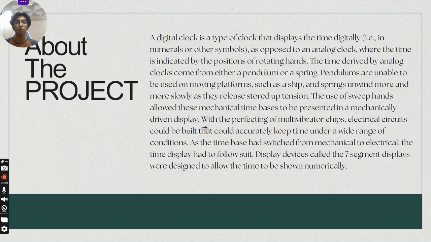The time in an analog clock is always derived from some sort of pendulum or spring, and these pendulums were unable to be used on moving platforms such as ships. With the perfection of multi-vibrator chips, electrical circuits could effectively keep time under a wide range of conditions. As the time base had switched from mechanical to electrical, the time display had to follow suit. Display devices called 7-segment displays were designed to allow the time to be shown numerically.